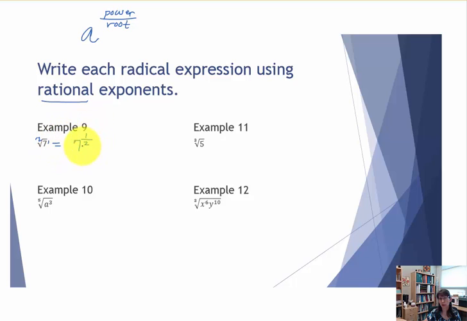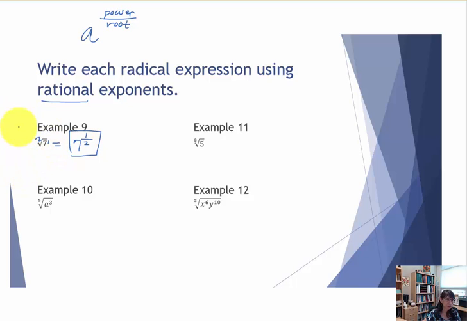So we're taking this full circle. No matter which form of the number we're given, if it's given in radical notation, we can change it to rational notation. If we start with rational notation, we should be able to convert it back to radical notation.